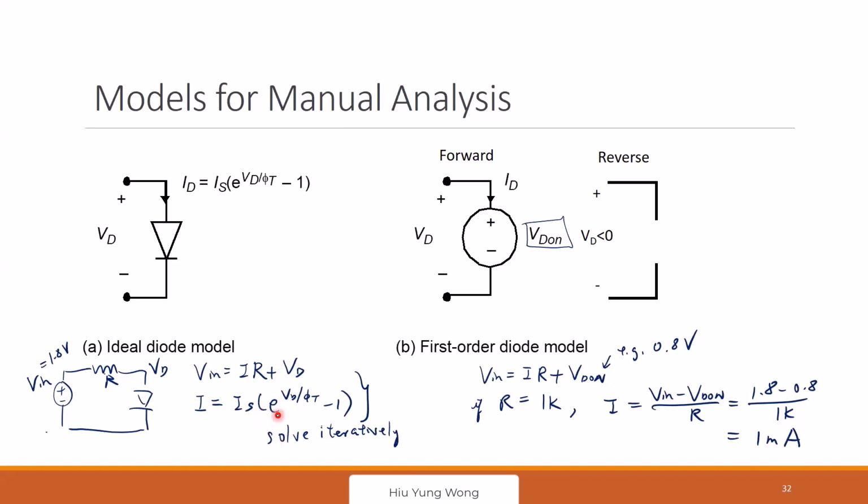Okay, so this is the model we will use. I mean, not we will use, sometimes we use. Okay, questions? Is that clear? So this is the DC model, right?